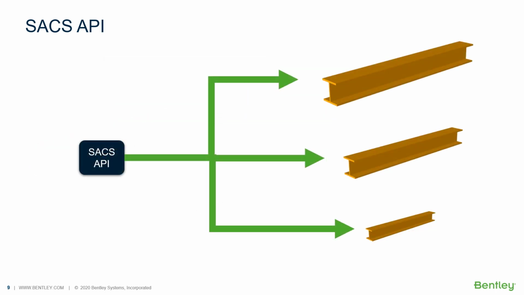We can use the API for parameterization. We can quickly generate multiple models by programmatically manipulating various parameters of an existing model file and then analyzing and comparing the ramifications of those parameters.